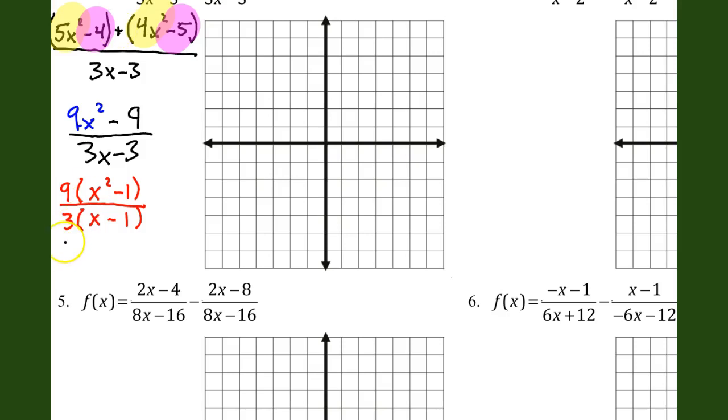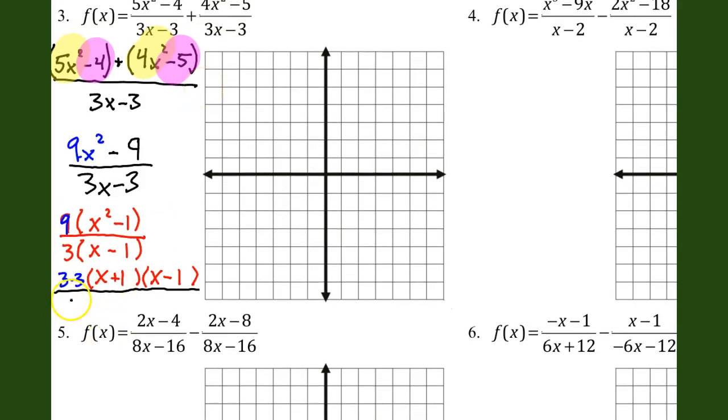So I'm going to write the top as 3 times 3 for the 9. Right? And the x squared minus 1 factors to x plus 1 and x minus 1. Did a whole Khan Academy on just those difference of squares. And the bottom is 3 times x minus 1. And then now that's fully factored. Everything's factored, numbers and polynomials.